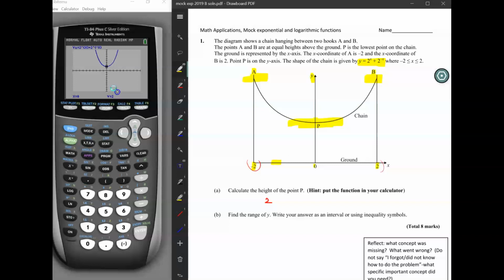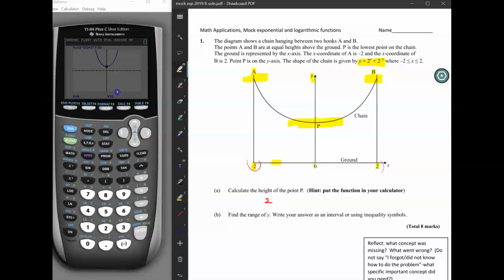I think the y value at P would be the smallest number in the range, and the y value at A and B would be the largest number in the range. So if we find those, we will know the entire range. It would be all the numbers in between, right? So let's find the y value at P.